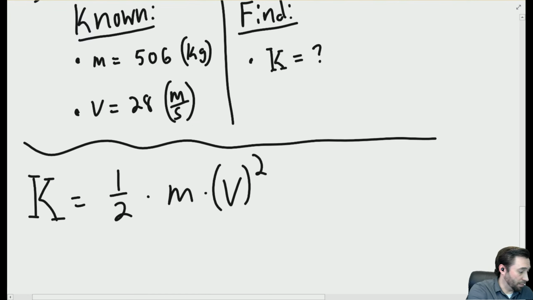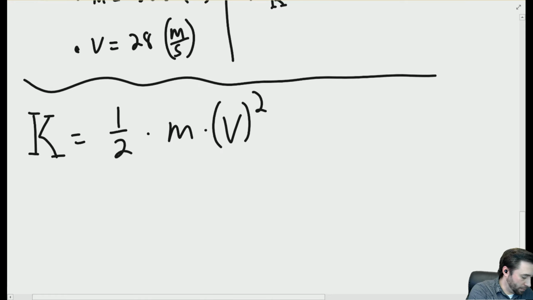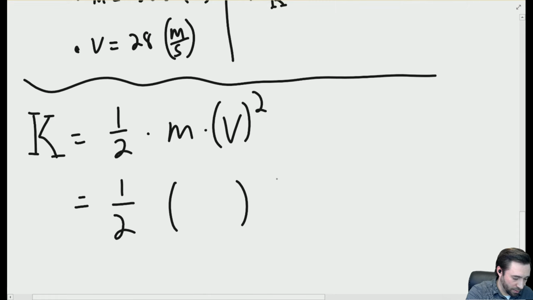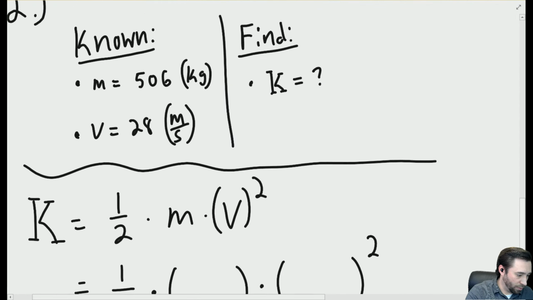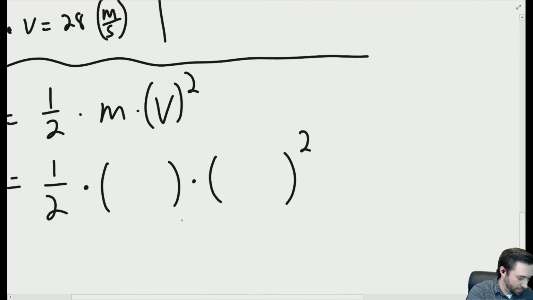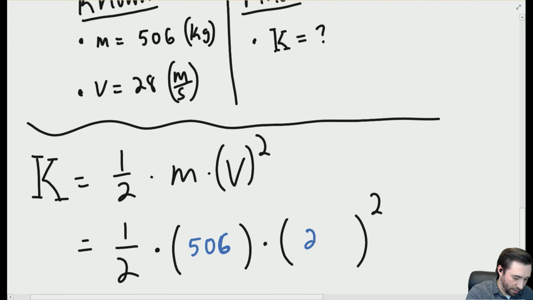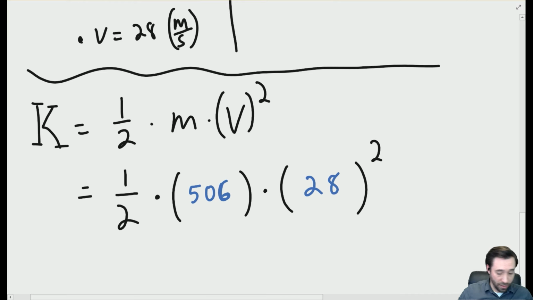I'm given mass and I'm given velocity. I'm sorry for not being consistent, like whether I'm going below or to the side. Hopefully you guys can track that. So mass and velocity are my variables that I'm plugging in for. So 506 for the mass, and then velocity is 28. So then all I have to do is plug this into Desmos. Let's switch back over here.